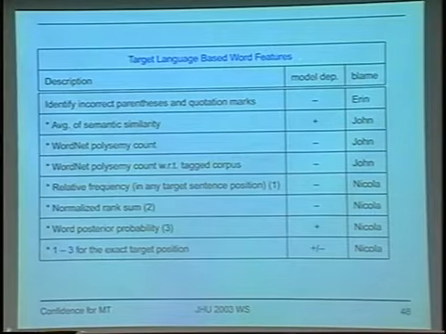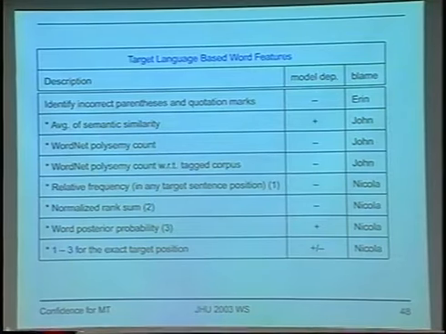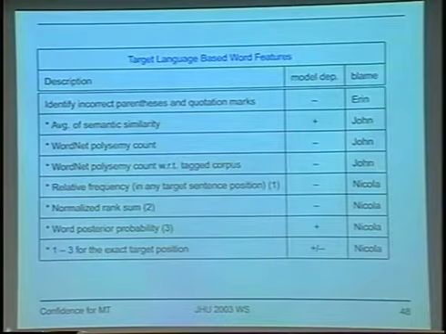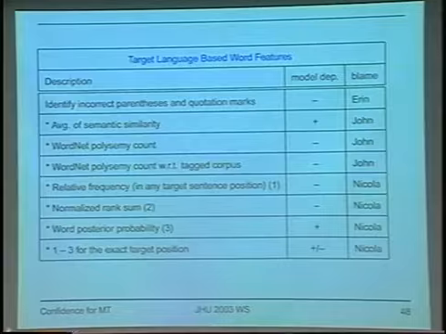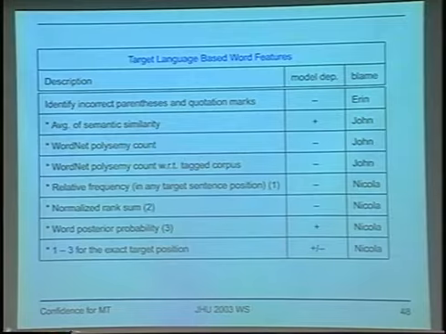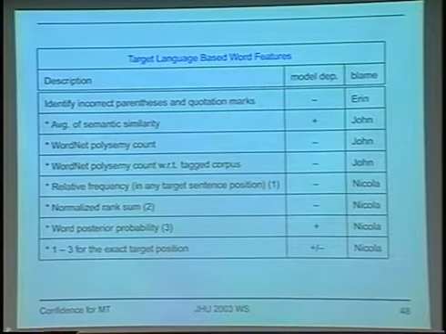What I did here is to classify as well whether those features are dependent on the base model that we used or not. So we see most of them do not depend on the base model, but the average semantic similarity? Yeah, sure, thank you. It depends on the base model because it makes use of the alignments, and those down here make use of the base model because they actually take the sentence probability.